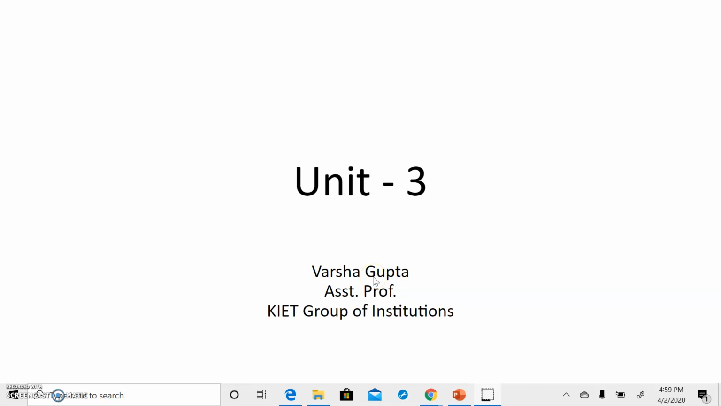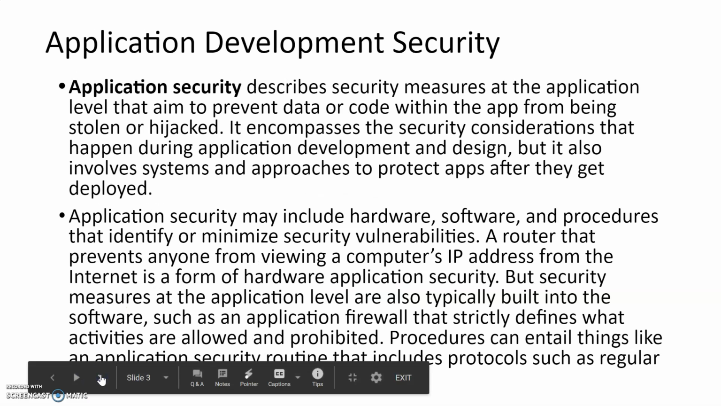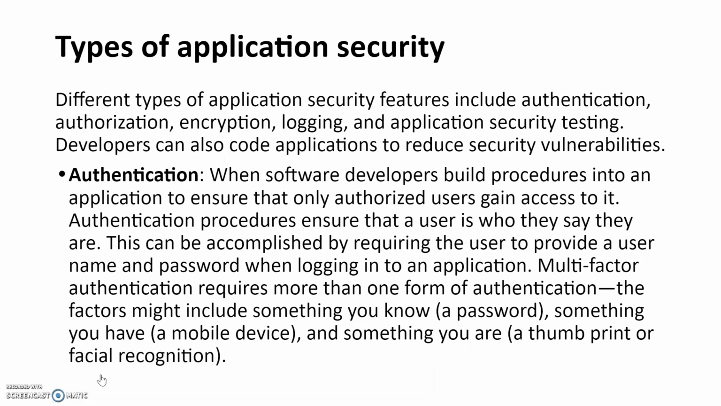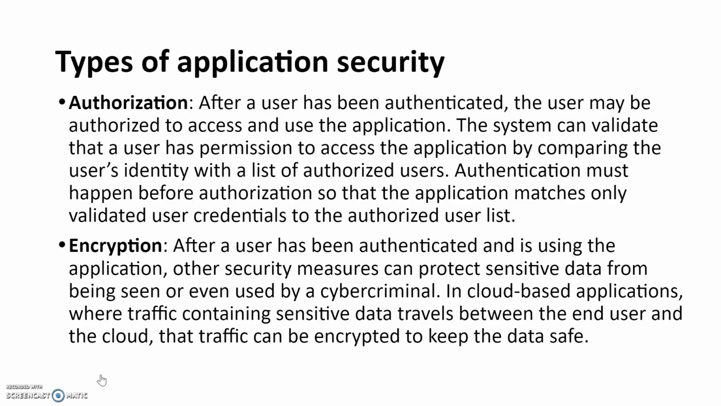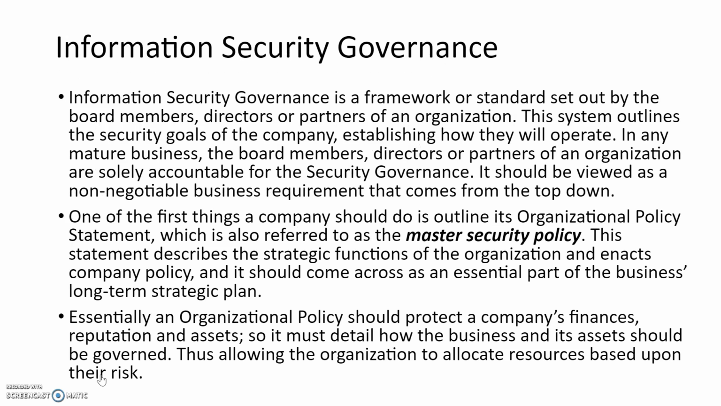Hello students, last time we discussed Unit 3 and we discussed application security. We discussed the types of application security: authentication, authorization, encryption, logging and application security testing. So today we will discuss information security governance.